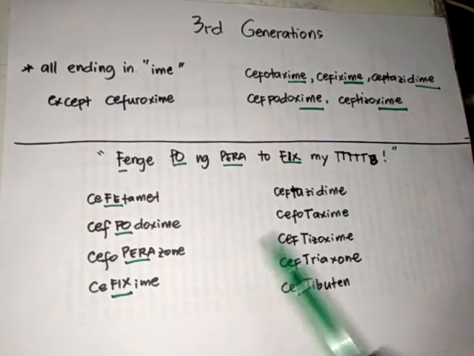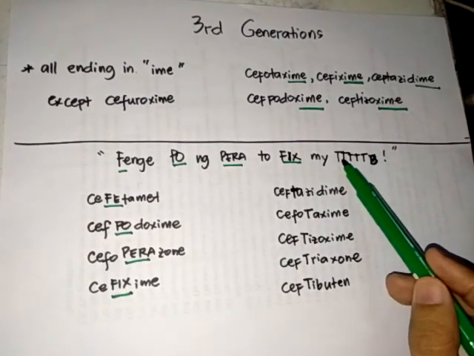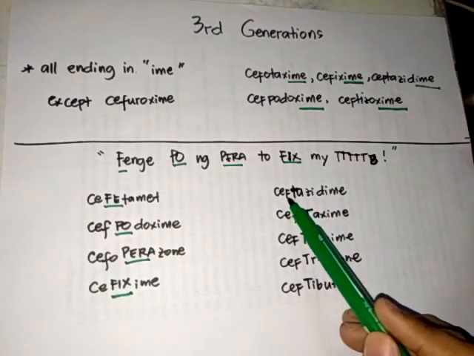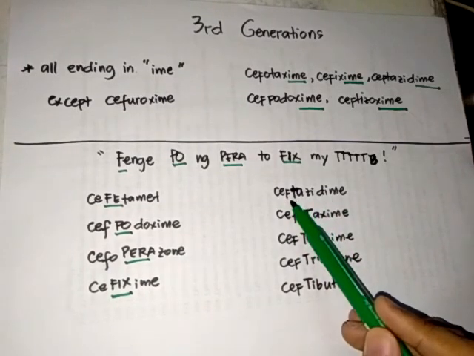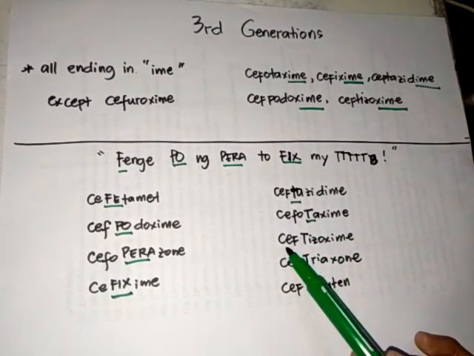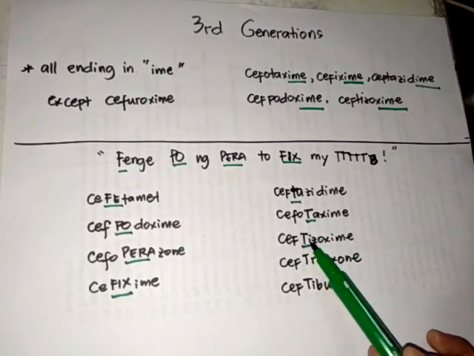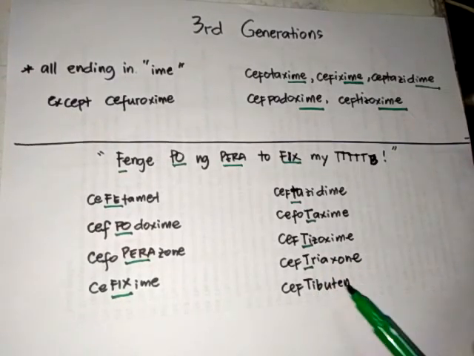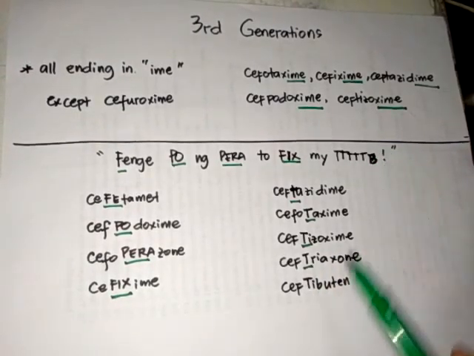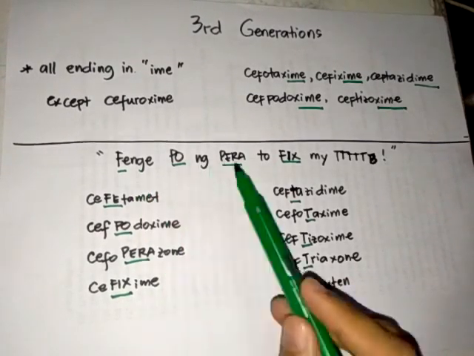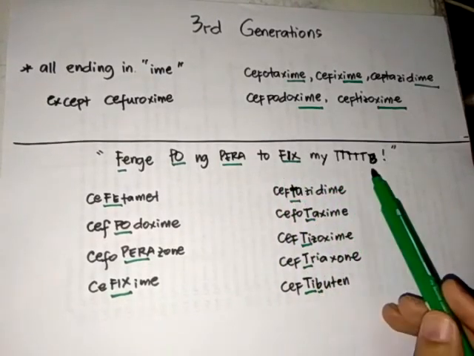Cefixime. Another thing is there's 1, 2, 3, 4, 5 letter T's present. That is why ceftazidime, first letter T. Cefotaxime, second letter T. Ceftizoxime, third letter T. Ceftriaxone, fourth letter T. And last is ceftibuten. That is why TB sounds like ceftibuten. Again, fenge po ng pera to fix my TB.